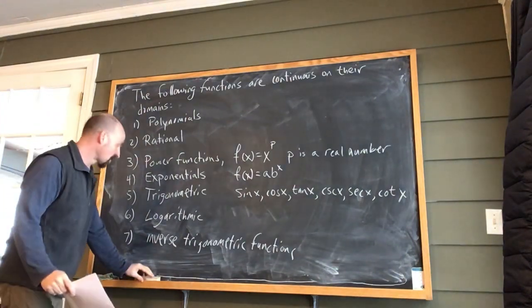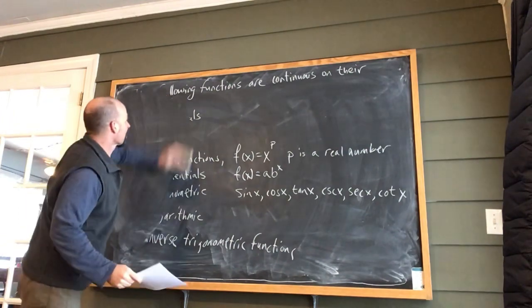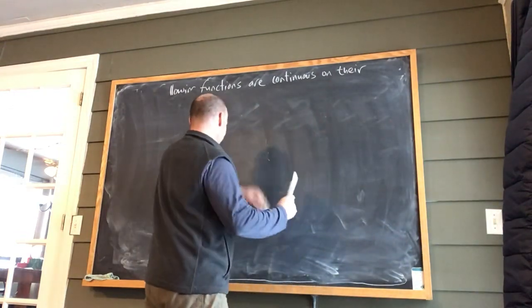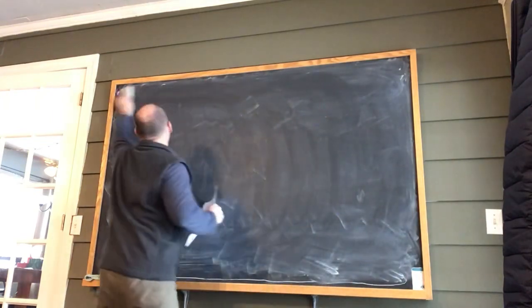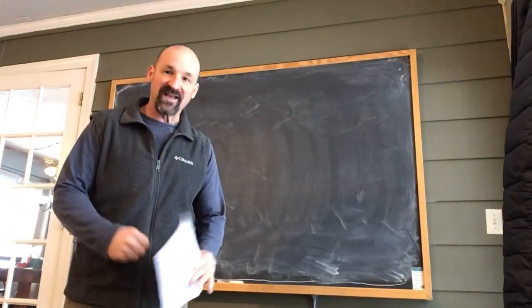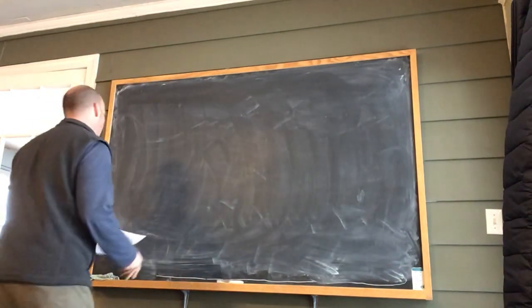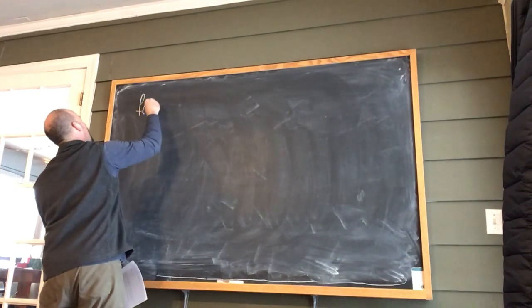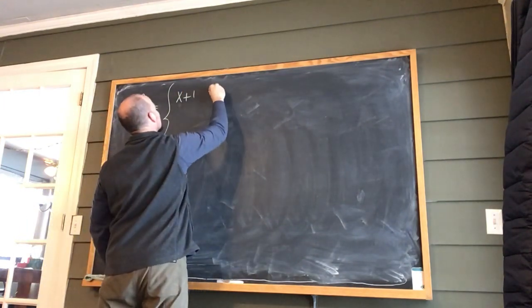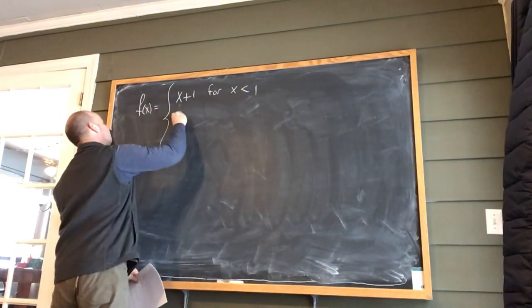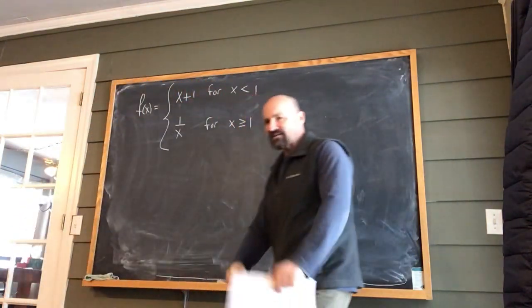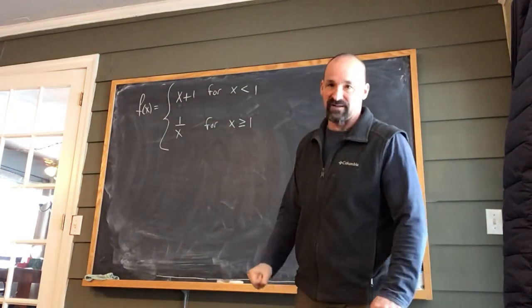All right, well, let's do an example here. You'll see questions in the Achieve homework or the written homework where you're given a piecewise function and asked to discuss the continuity. So let me put one up here. Let's discuss the continuity of this piecewise function. It's defined like this: x plus 1 for x less than 1, and 1 over x for x greater than or equal to 1. Tell me, does it have any discontinuities?